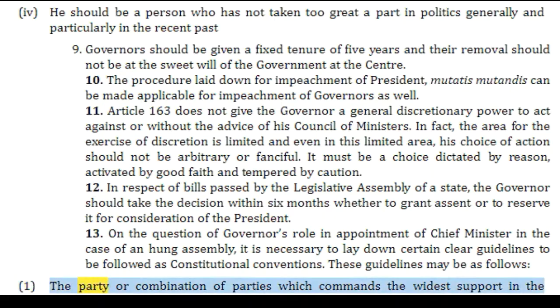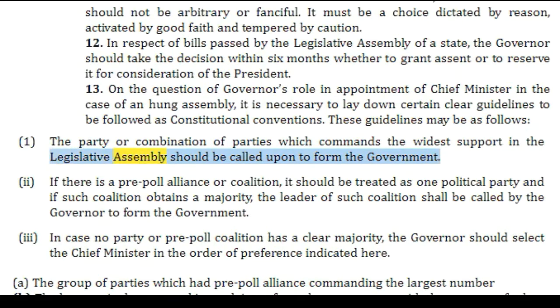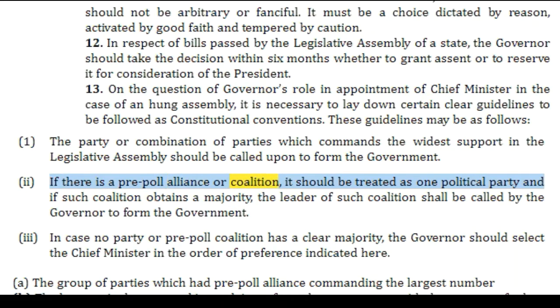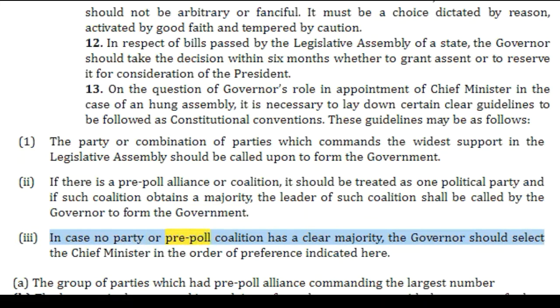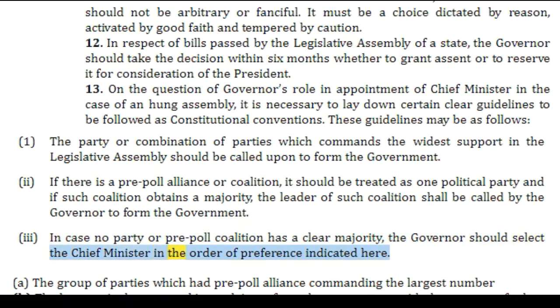1. The party or combination of parties, which commands the widest support in the Legislative Assembly, should be called upon to form the government. 2. If there is a pre-poll alliance or coalition, it should be treated as one political party, and if such coalition obtains a majority, the leader of such coalition shall be called by the governor to form the government. 3. In case no party or pre-poll coalition has a clear majority, the governor should select the chief minister in the order of preference indicated here.